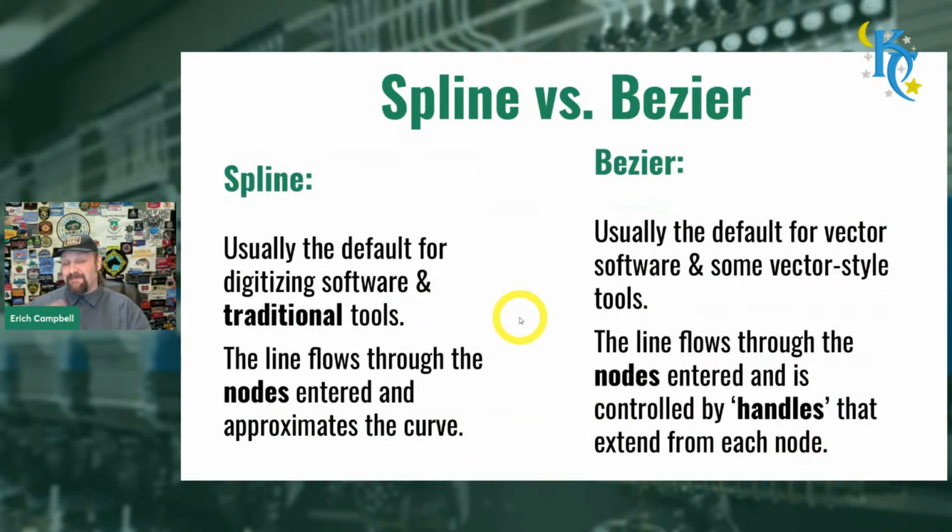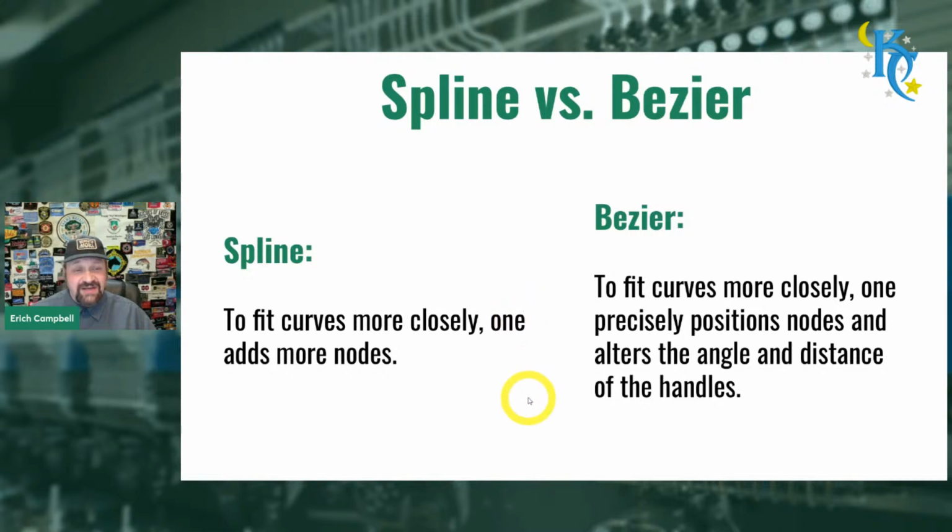But so, like I said, Spline versus Bezier here. Splines are definitely the default for most digitizing software and traditional tools. The line's going to flow through the nodes and it approximates the curve. Bezier is usually the default for vector software and some vector style tools in digitizing software. The line does flow through the nodes, but it's controlled by the handles that extend from each node.